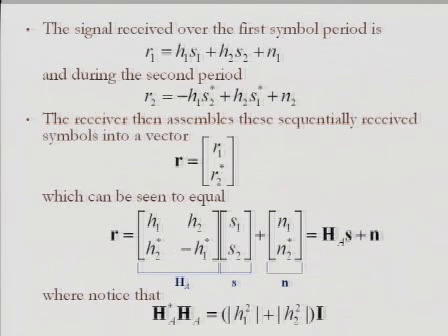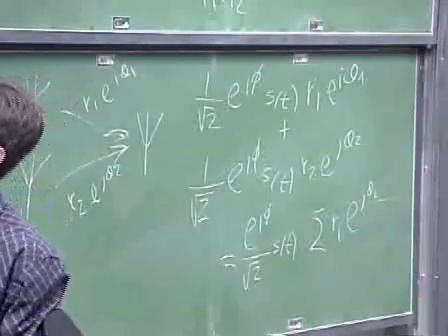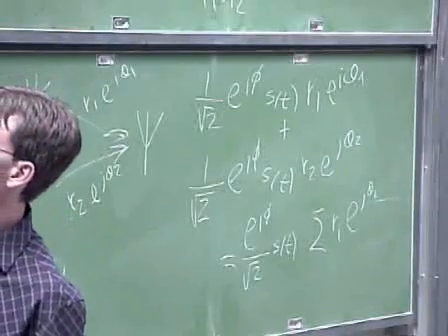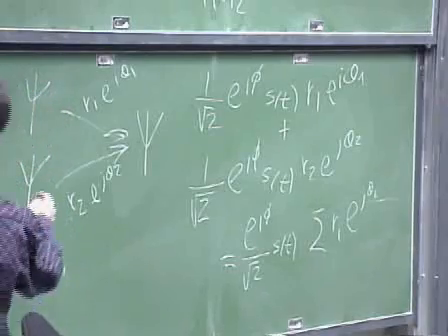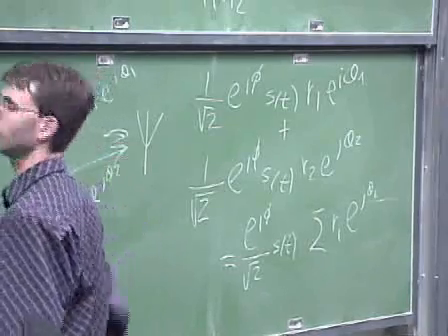So let's write this down. On the first symbol period, as we said, antenna 1 sends the signal S sub 1, antenna 2 sends the signal S sub 2. And S sub 1 goes through a fading H1, which is this top fading, r1 times e to the j theta 1. And antenna 2 has a different fading, H2, which is this bottom fading, r2 times e to the j theta 2.